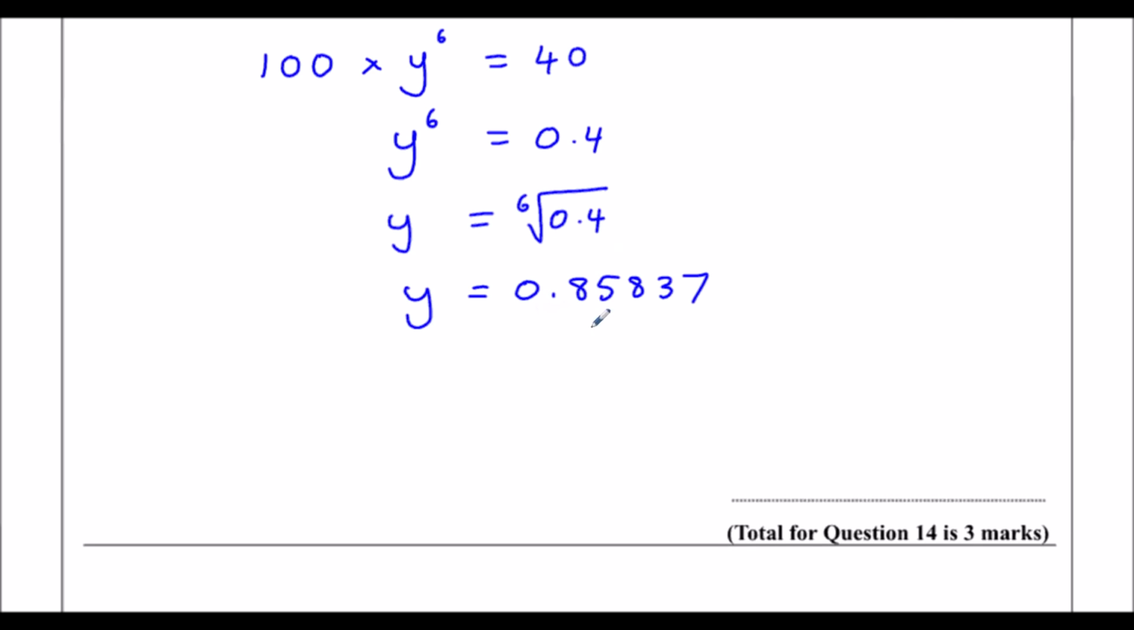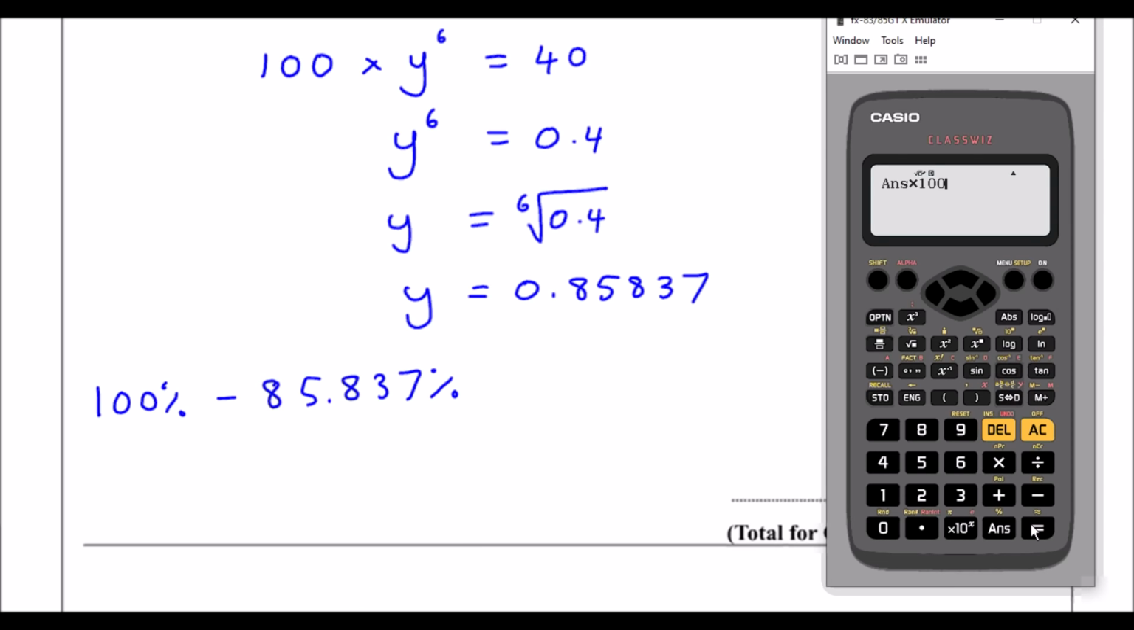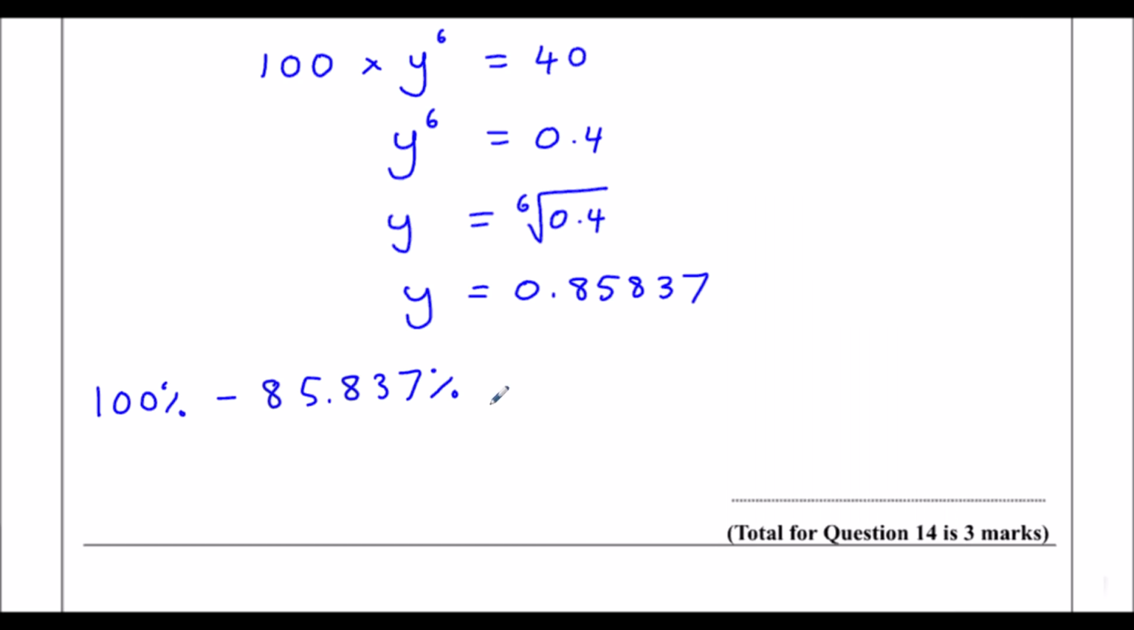So if we change this into a percentage by multiplying it by 100, that means it's 85.837%. So each year we have 85.837% of what we had the previous year. And to find the percentage change, you can do 100%, take away that. So I'm timesing by 100 to change it to a percentage, and doing 100 minus the answer. So that's 14.16%.